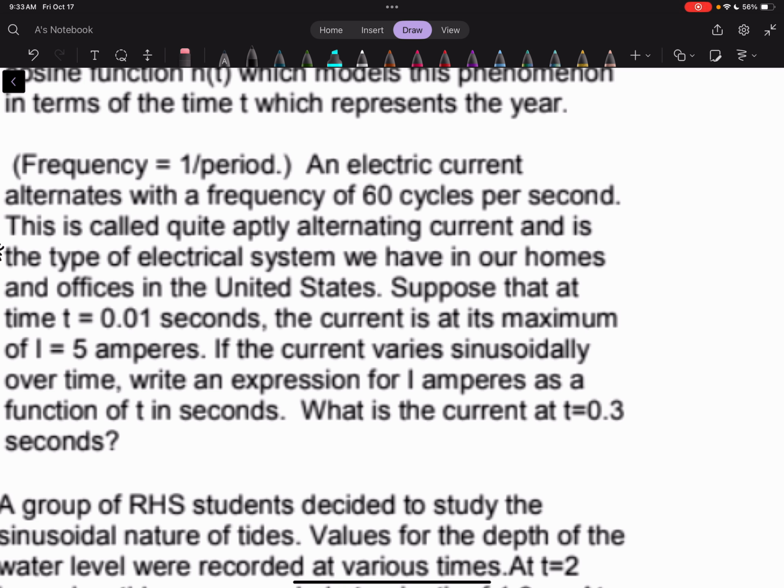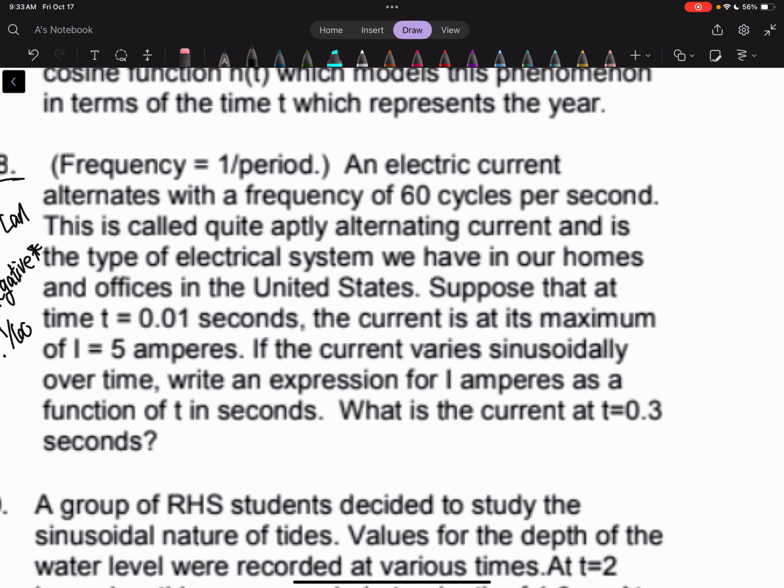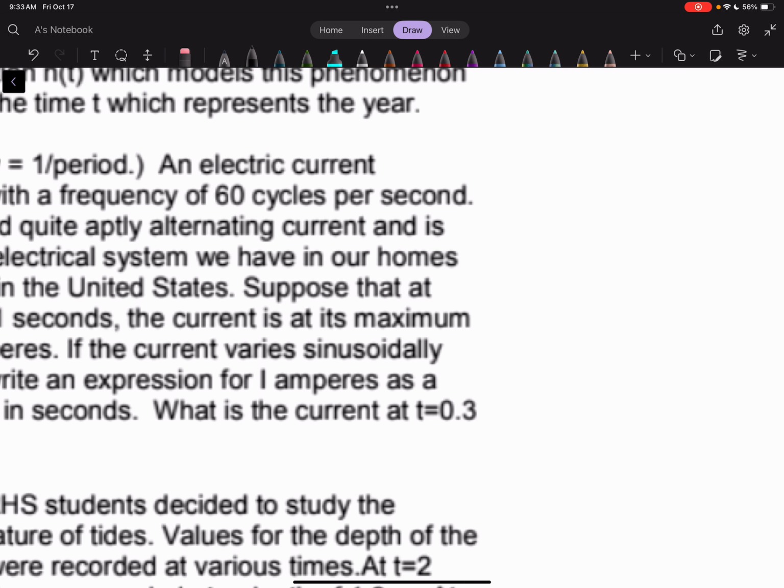An electrical current alternates with a frequency of 60 cycles per second. It's what we use in our homes. At time 0.1, the current is at its maximum of 5. Write the equation, and what is it at 0.3 seconds? Okay, here we go.